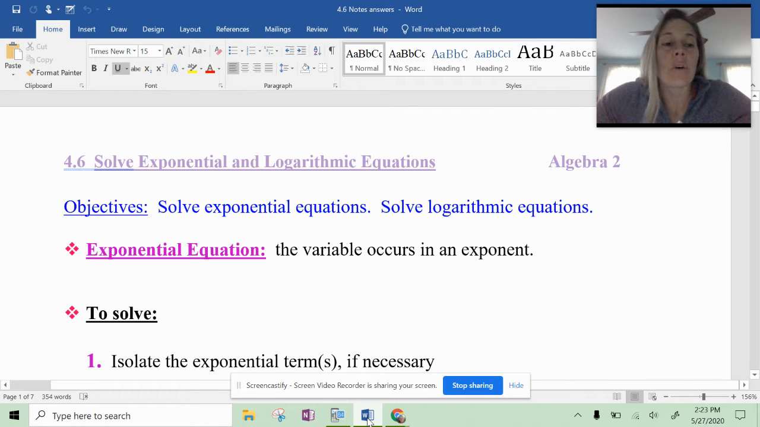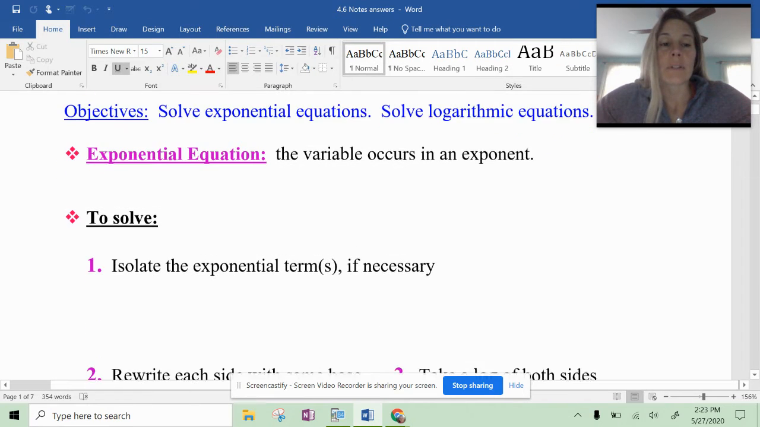Okay, so today we are going to finish our last final section on logarithms, 4.6, which is solving exponential and logarithmic equations. So our objective will be to solve those different types of equations using some of the properties that we've learned. So an exponential equation is when the variable occurs as an exponent.